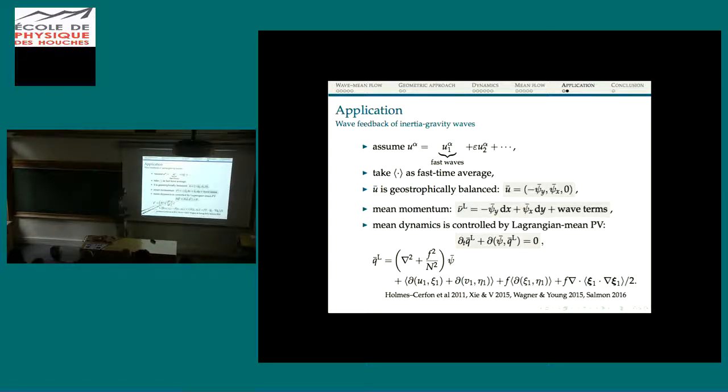And so when this settles, everything has to be controlled by potential vorticity conservation in the mean. And so I get this Lagrangian mean PV equation and a relationship between, again, the advected quantity here, the PV, and the advecting field, which involves the effect of the wave.